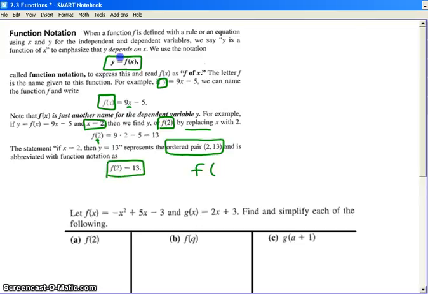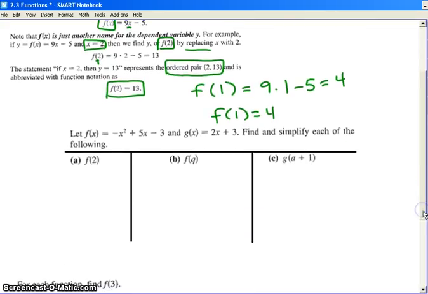So f of 1, for example, the function evaluated at x equals 1, is going to be 9 times 1 minus 5, which is equal to 4. So we would say f of 1 is equal to 4. Basically, y equals 4 and x equals 1, so the ordered pair is (1, 4). That's how you would write that. So let's do some examples here.